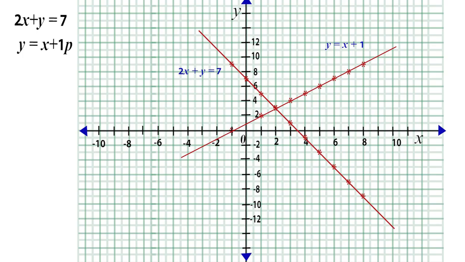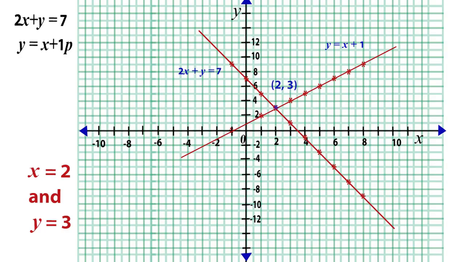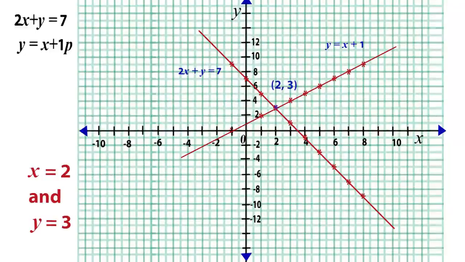And as you can see from the graph, the intersection is 2, 3. Hence, the solution of the simultaneous equation is x is equal to 2 and y is equal to 3. We can see that this is very easy to do. What we are required to do is to draw the table for the range we are given. Then we choose a good scale and plot the points. After this, we join the points to form a straight line.